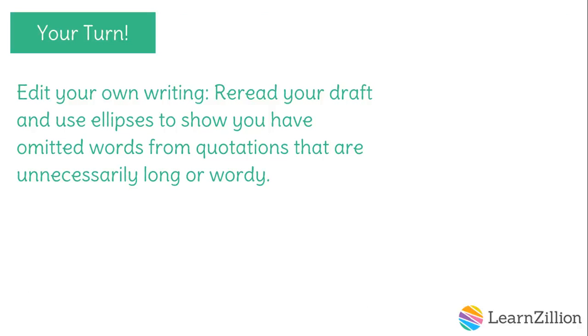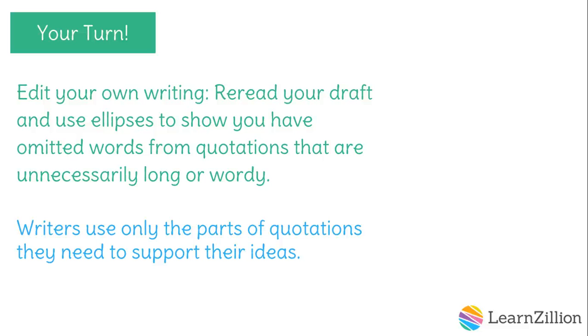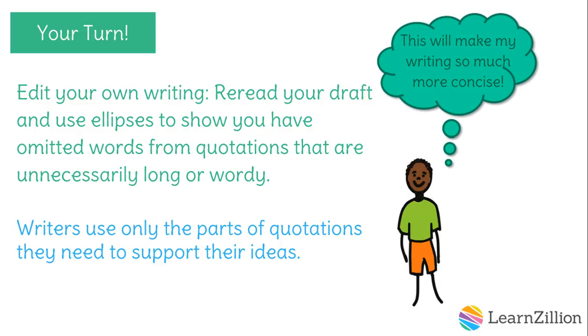Now reread your own writing and use ellipses to show that you have omitted words from quotations that are unnecessarily long or wordy. Now you know that writers use only the parts of quotations they need to support their ideas. This will make your writing much more concise.